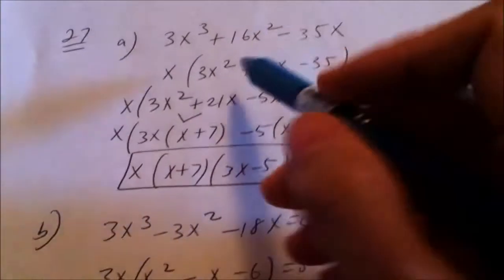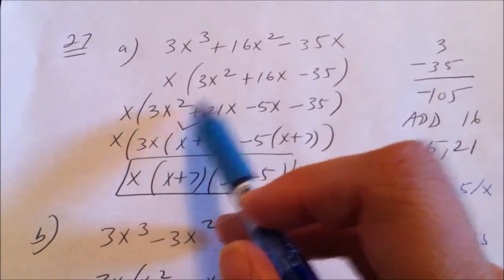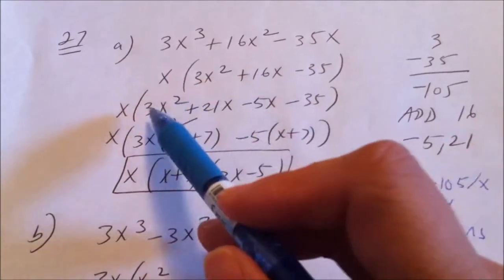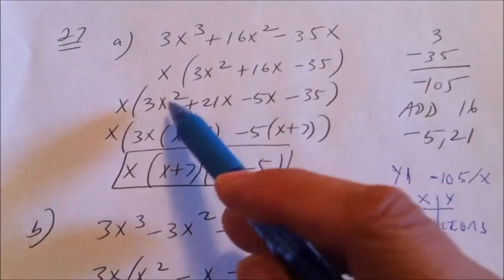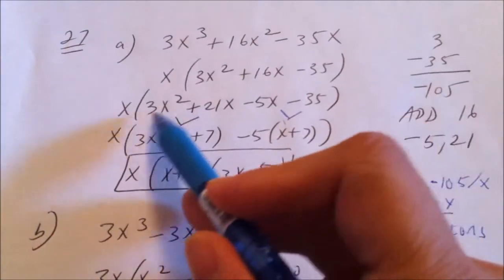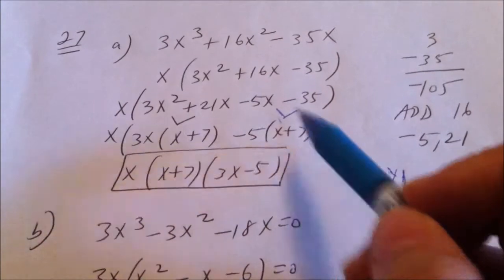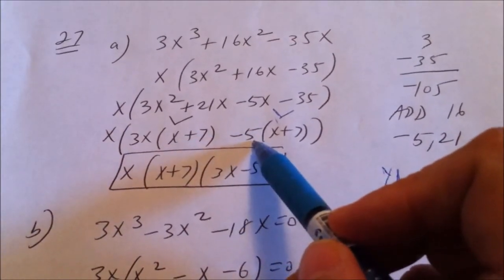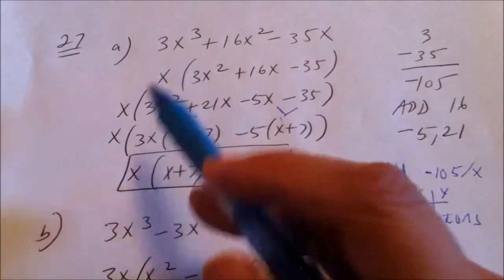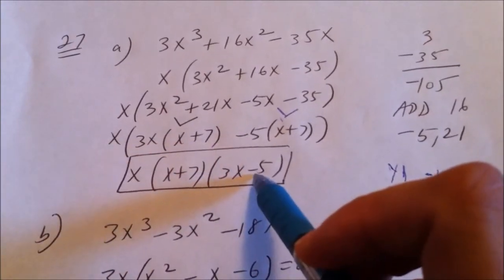So now I'm going to rewrite that 16x as 21x minus 5x. The reason why I did that is I want to use grouping. I couldn't use grouping with 3 terms, but I can use grouping with 4 terms. So now I can group these 2 together, and I can group these 2 together. I'm going to do a GCF here of 3x, and I'm left with x plus 7. I need an x plus 7 here, so I'm going to factor out a -5. Now I'm going to factor out the x plus 7, not forgetting the x from the beginning, and what's left over when I divide out the x plus 7 is my 3x minus 5.